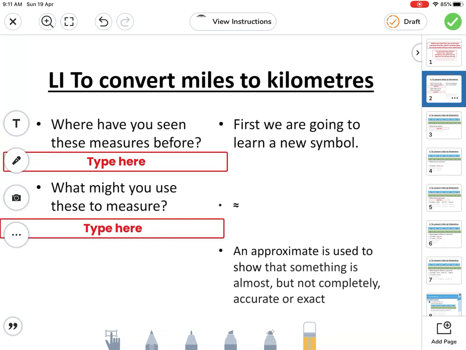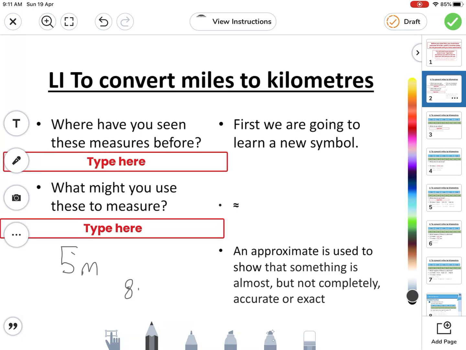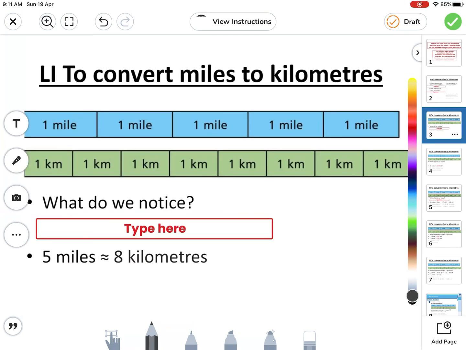Okay, first of all we had this page where you have to give your opinion about where you've seen miles and kilometres before and how we can measure them. Remember, miles we would write down, for example, 5m, so 5 miles, and kilometres, if we have like 80 kilometres, we write km, the abbreviation for kilometres. Okay, so we started off with this.